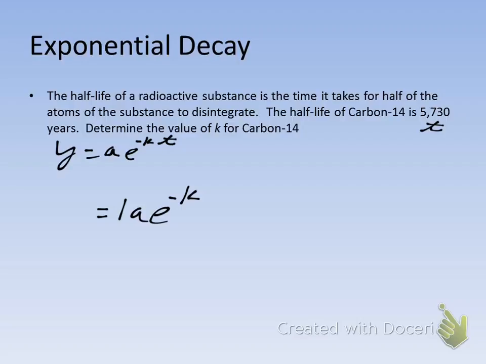So e to the negative k, and we know that t is 5,730. Don't you have to find out the whole value of the half-life itself? Well, maybe in a separate problem, yeah. But right now, you're just trying to figure out the k for carbon-14. That's probably like a new problem. We start with 100% of A, whatever it is. How much are we going to end up with? Half of it, right?